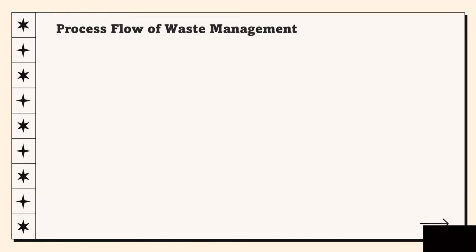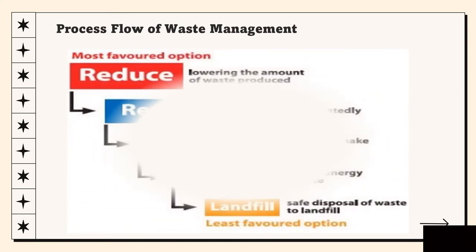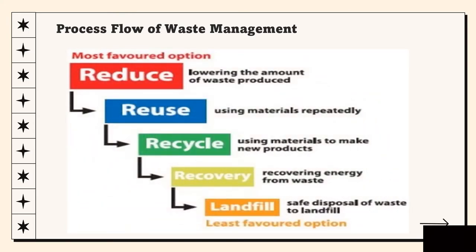Okay, so next natin, yung process flow of waste management. So, the process flow refers to the 3 or 4 R's, yung reduce, reuse, recycle, and recovery, which are classified as waste management strategies according to their desirability. So, the R's are meant to be a hierarchy in order of importance. The waste hierarchy has 5 steps, ayan, nasa picture natin. So, the steps are reduce, reuse, recycle, recovery, and landfill.